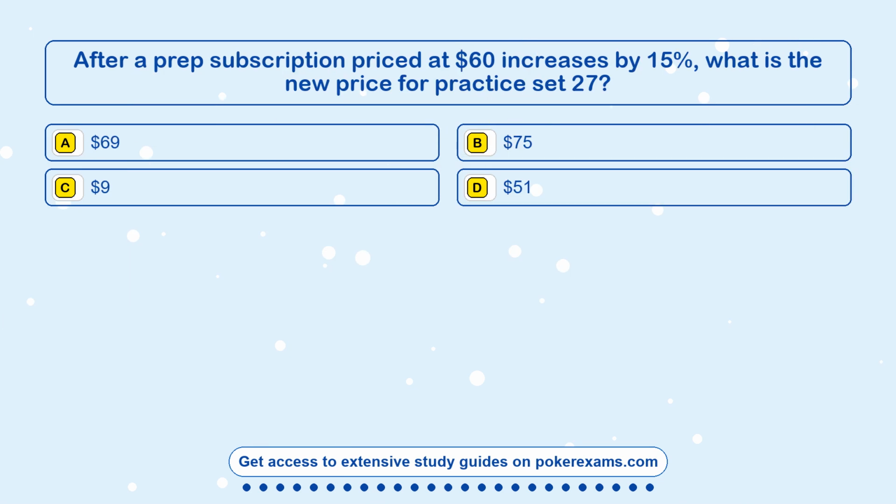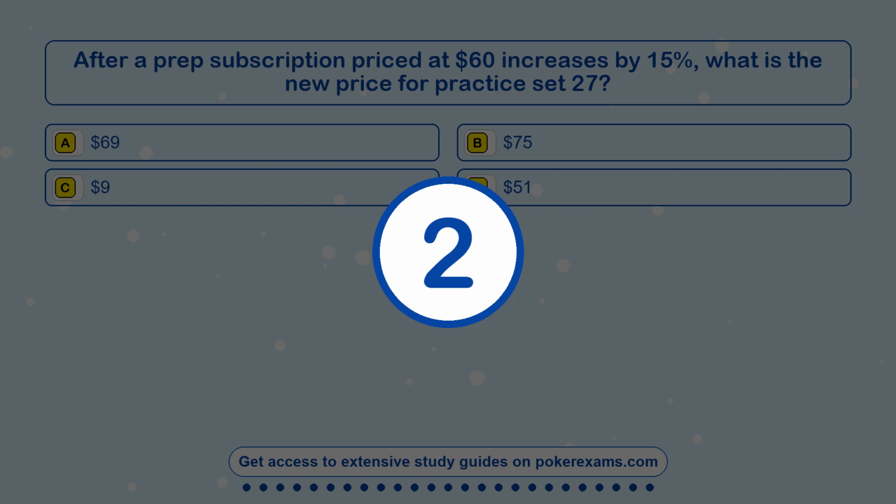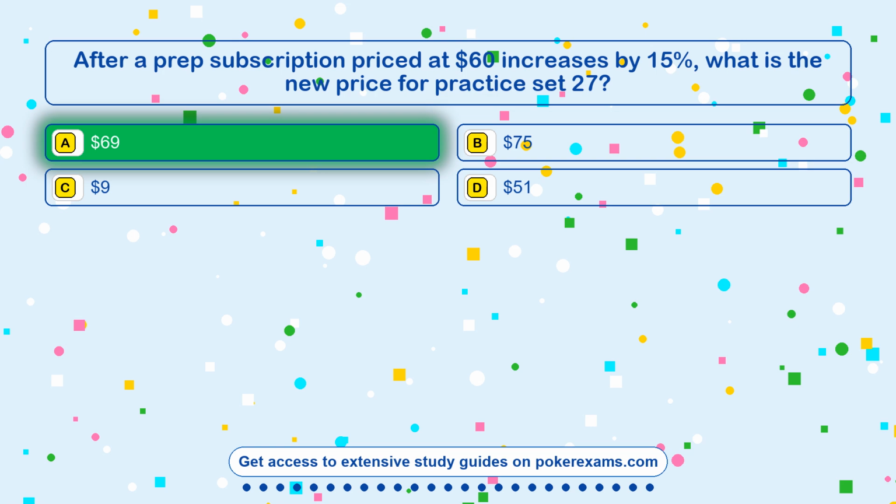Question 3. After a prep subscription priced at $60 increases by 15%, what is the new price for practice set 27? Option A $69. Option B $75. Option C $9. Option D $51. The correct answer is option A, $69.